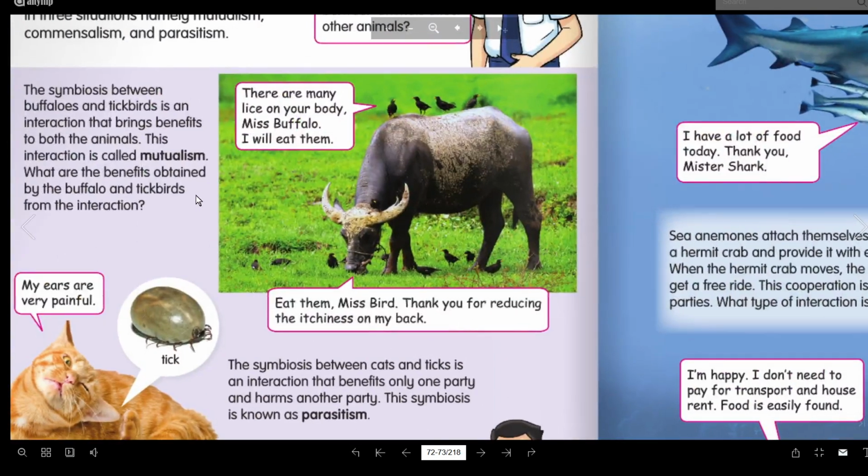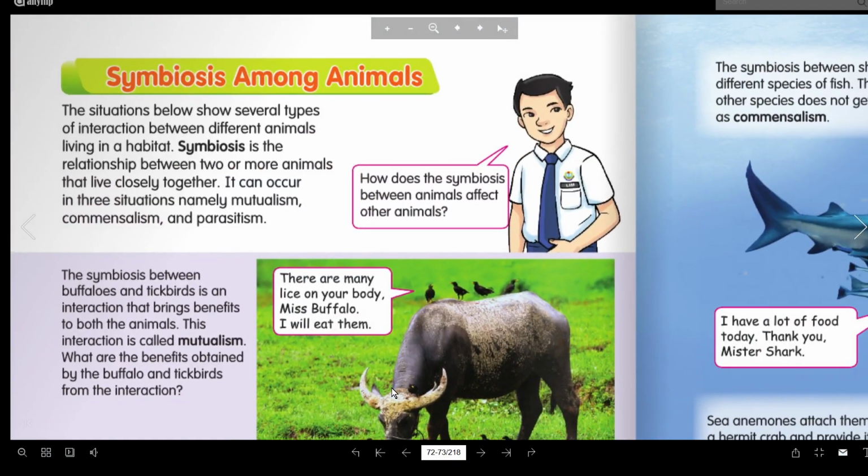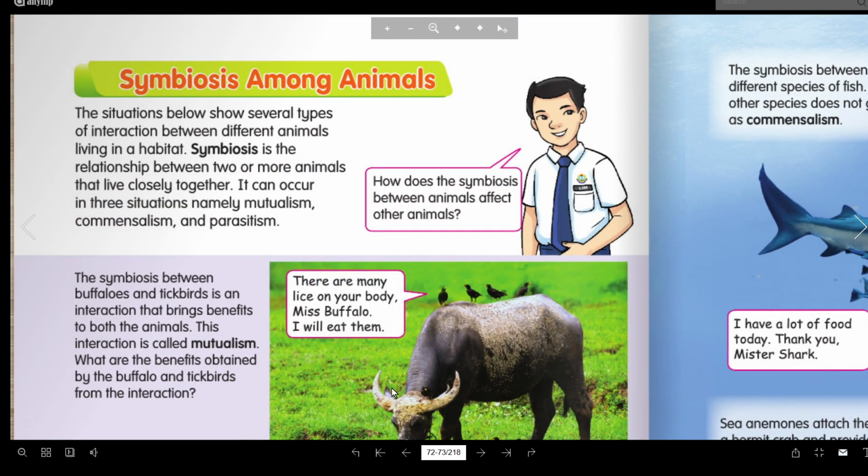This you will learn more in evolution, how competition leads to adaptation and then natural selection.